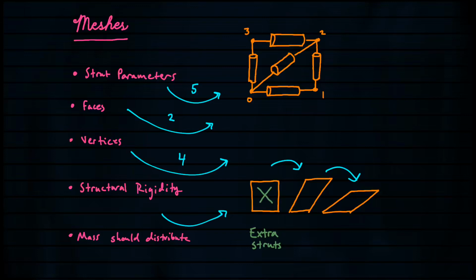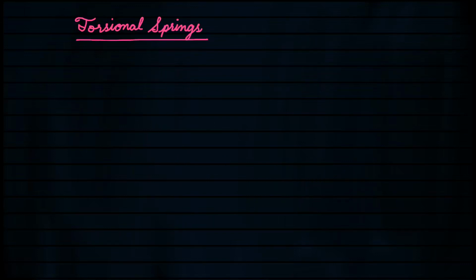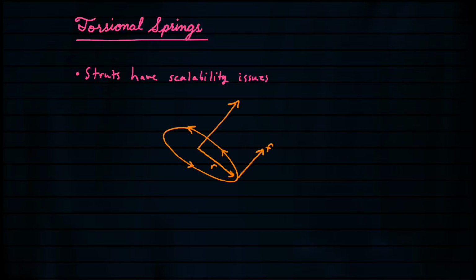So another way than just simulating a bunch of struts between particles, which works for smaller cases, is to do torsional springs. Torsional springs are a way for us to get around the problem that struts are going to have scalability issues when we get too many of them. The way that torsional springs work is through the use of torque, essentially.